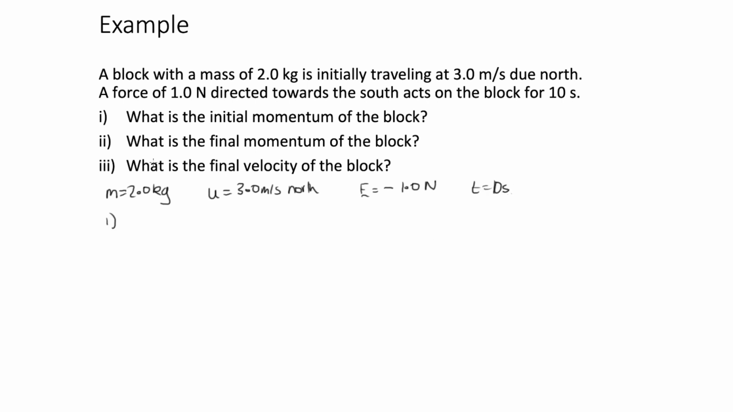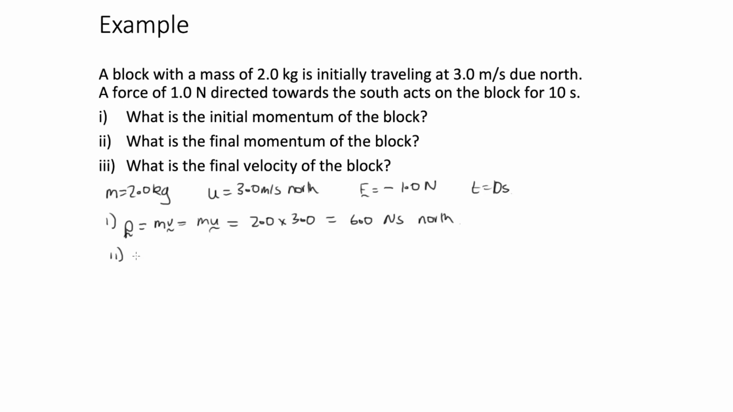So part 1 asks us, what is the initial momentum of the block? So we can use P is equal to mv. In this case, because it's initial, we'll use the initial velocity, so we'll use mu. So this is equal to 2 times 3. And so this is equal to 6 Newton seconds, and it's a vector, so we do need to give the direction. So that's north.